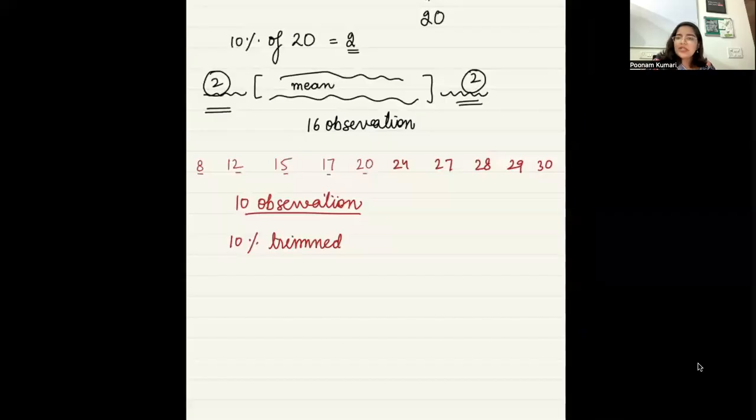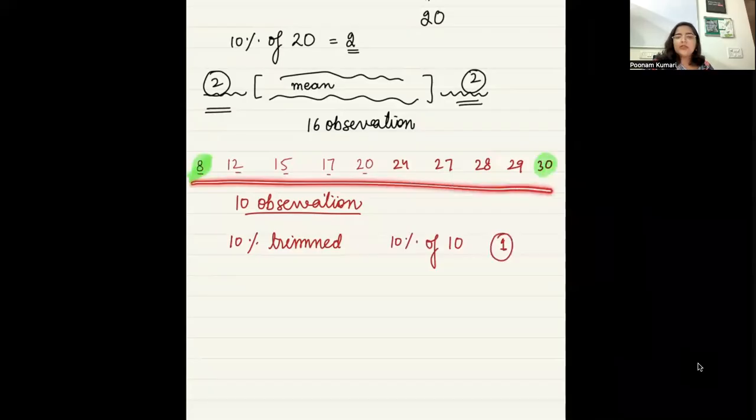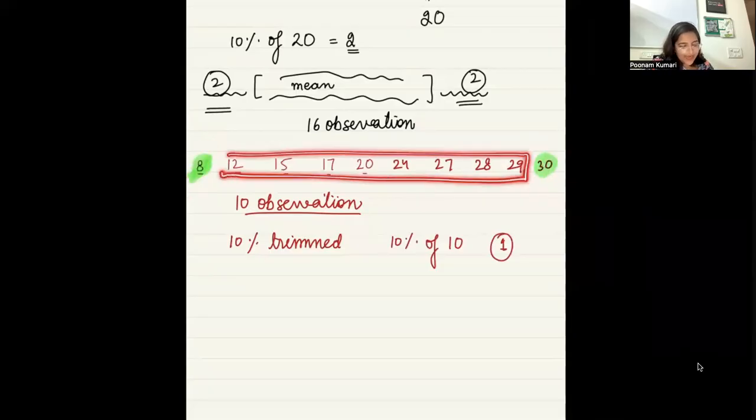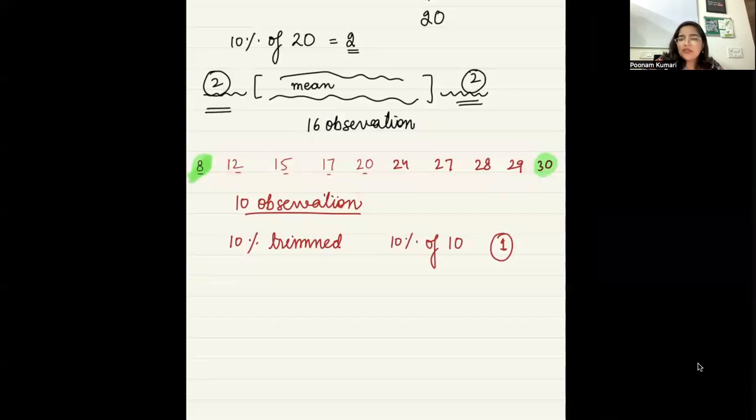First find what is 10% of 10, the number of observations. So what is 10% of 10? 1. So you remove 1 observation from the left and 1 observation from the right when your data is put in ascending order, and whatever is left in between, just add all these numbers and then divide by 8. Whatever number comes, that will be your 10% trimmed mean. Is that okay?